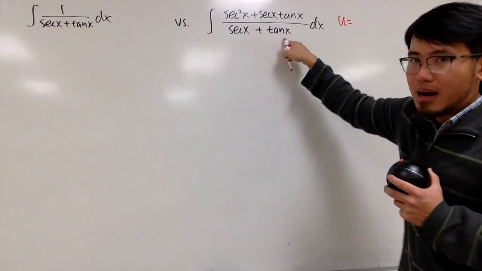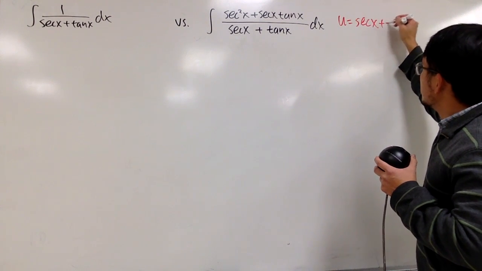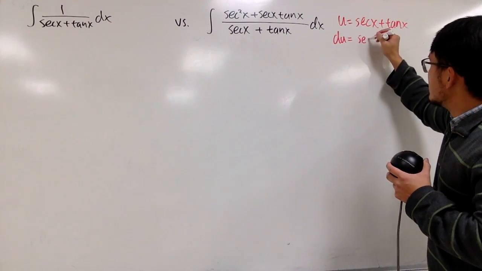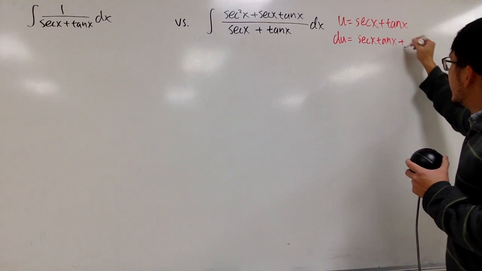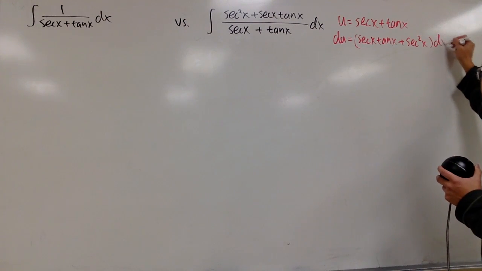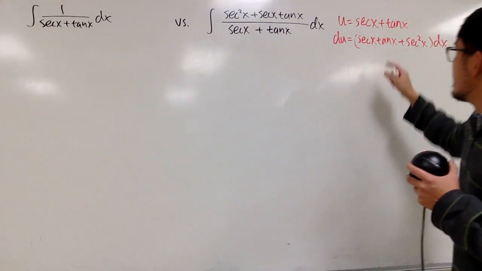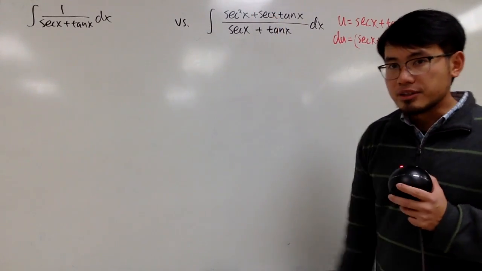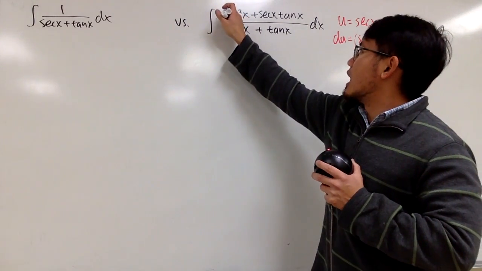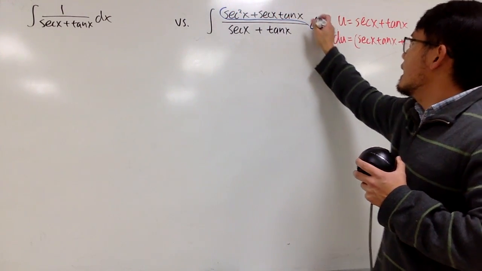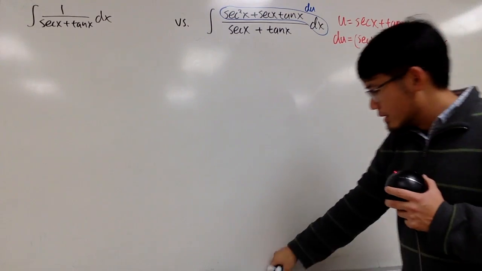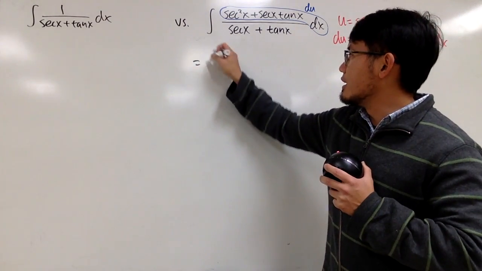Let u equal to the denominator, and let's just put down secant x plus tangent x, and differentiate both sides. Du, the derivative of this is secant x times tangent x, and we add the derivative of this, which is secant square x, putting in parentheses, and of course the dx. And you see, this and that are actually the same. The order of addition doesn't matter. So, you look at the top, all this right here along with dx gives us precisely the du.